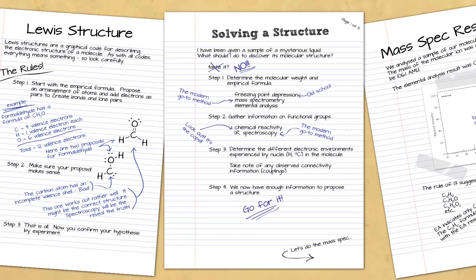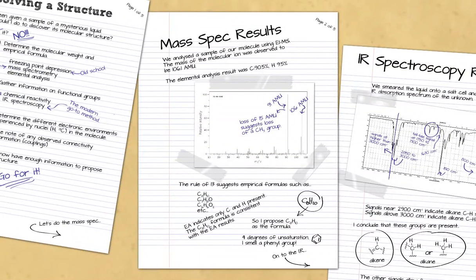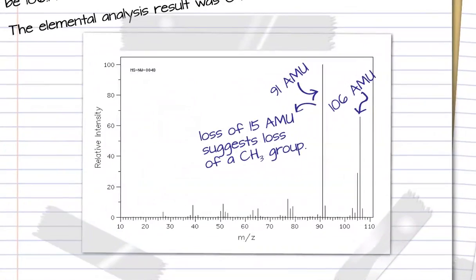So let's do the first experiment. Let's run it through our mass spectrometer. So we injected it into a GC and fed it straight on into our GC mass spec, or we can put it straight through into an EI instrument. There's all kinds of ways to get a mass spec. And we determined that the mass was 106 atomic mass units. We saw two major peaks, though. We saw the molecular ion at 106 atomic mass units. And we saw the biggest peak, though, was at 91 atomic mass units, which is a loss of 15 atomic mass units. What weighs 15?